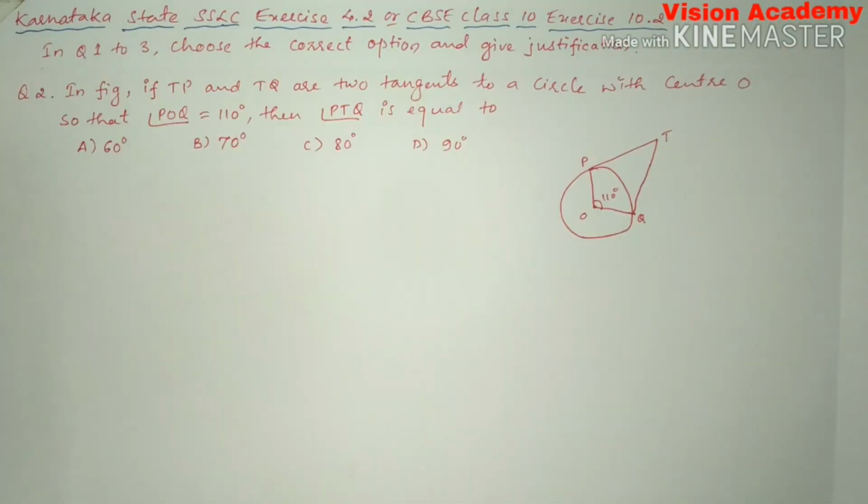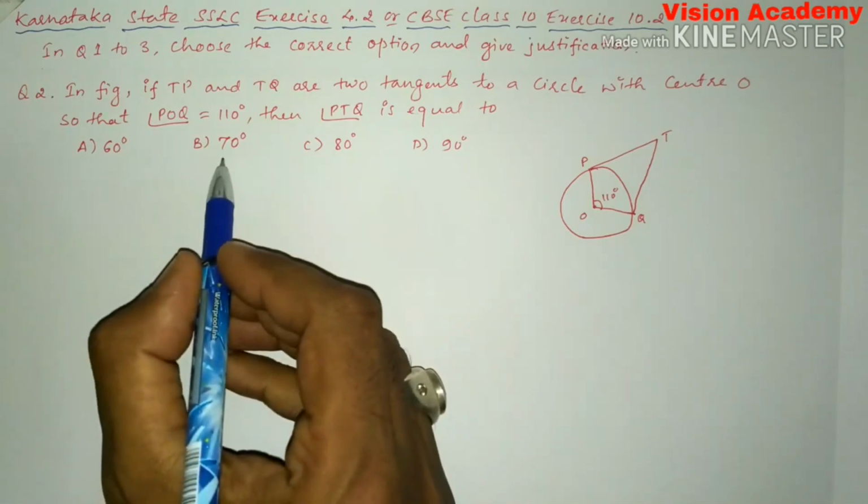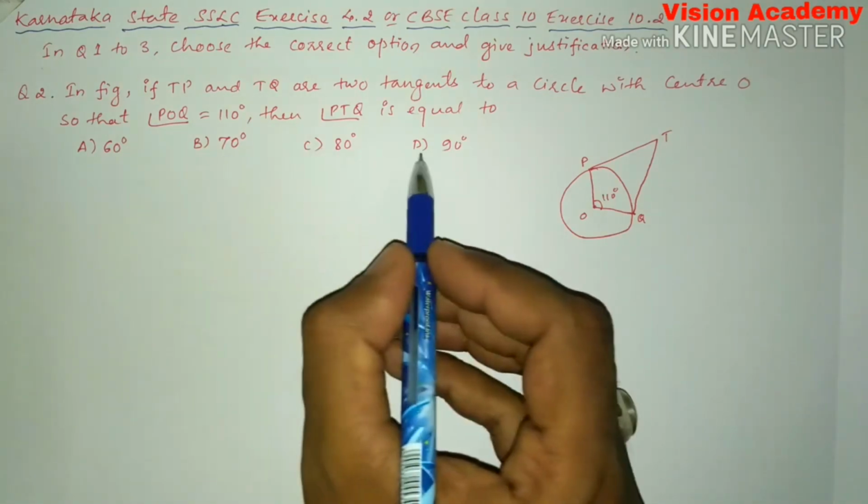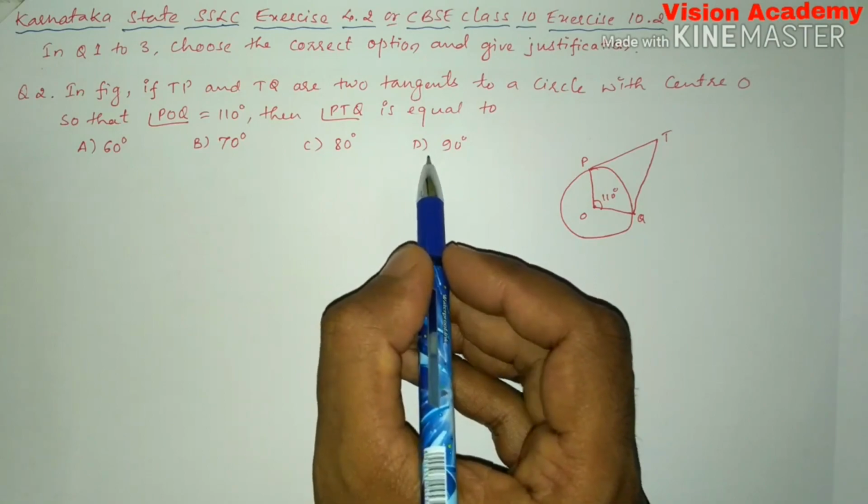In questions 1, 2, 3, choose the correct option and give justification. Question number 2. In the figure, if TP and TQ are two tangents to a circle with center O, so that angle POQ is equal to 110 degree, then angle PTQ is equal to option A 60 degree, option B 70 degree, option C 80 degree, and option D 90 degree.